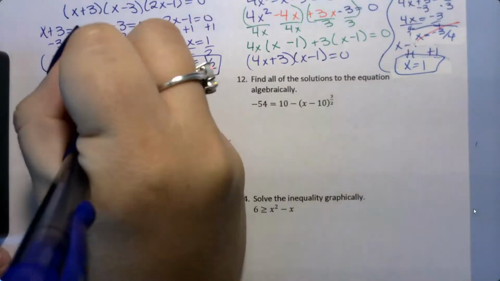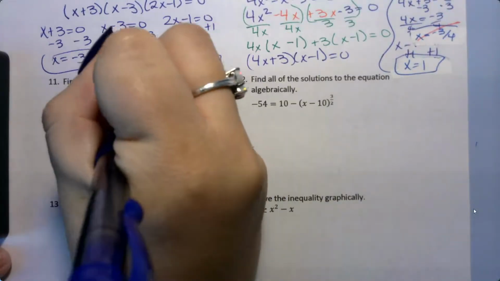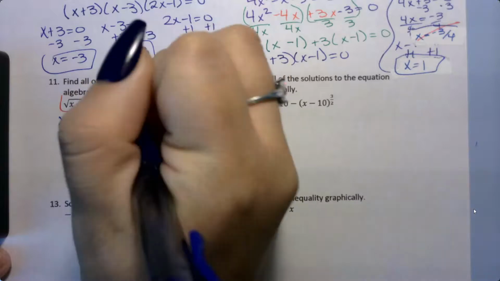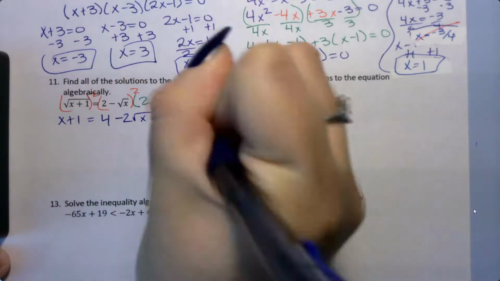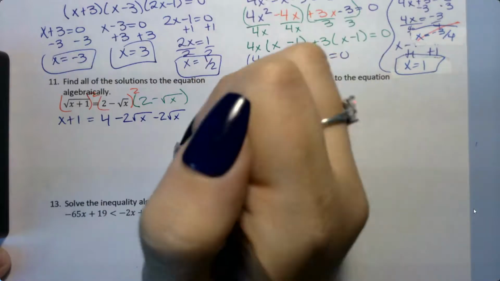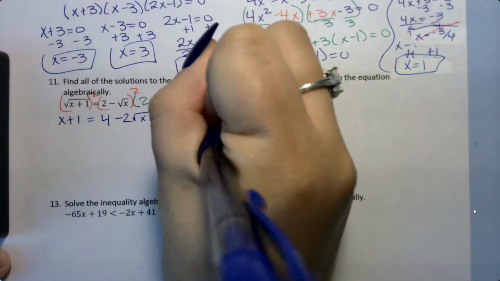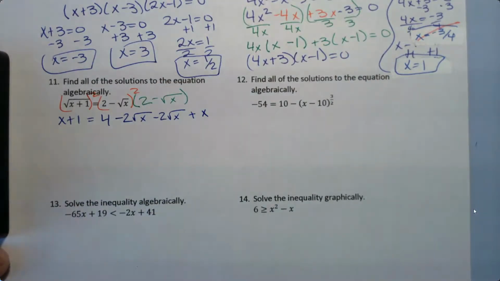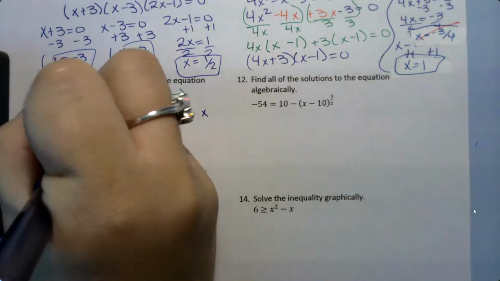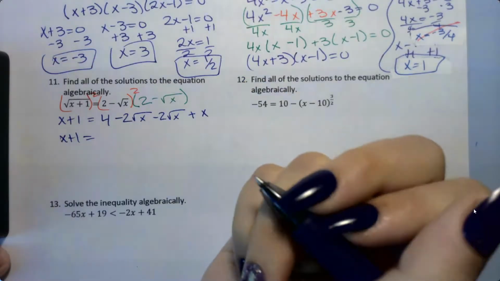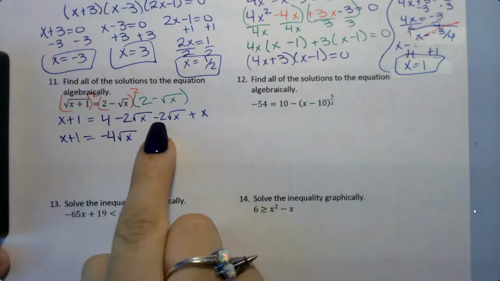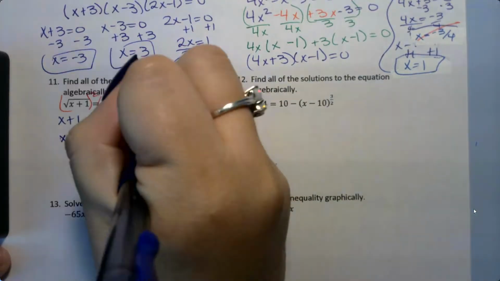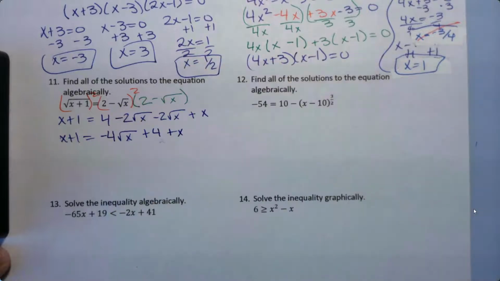2 times 2 is 4. 2 times negative square root of x is negative 2 square root of x. Negative square root of x times 2 is negative 2 square root of x. Negative square root of x times negative square root of x is just x. Those square roots will cancel out. Then I want to go ahead and combine like terms. So I still have x plus 1 on the left. I'm going to write my radicals out front. So I'm going to have negative 4 square root of x because I added those negative 2's together. And then I'm going to have the 4 and x at the end.